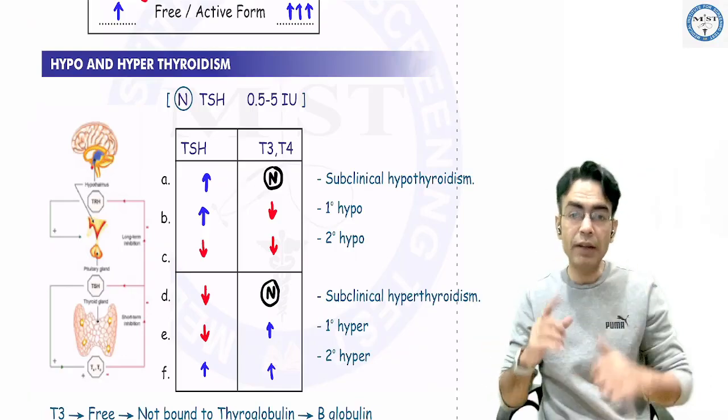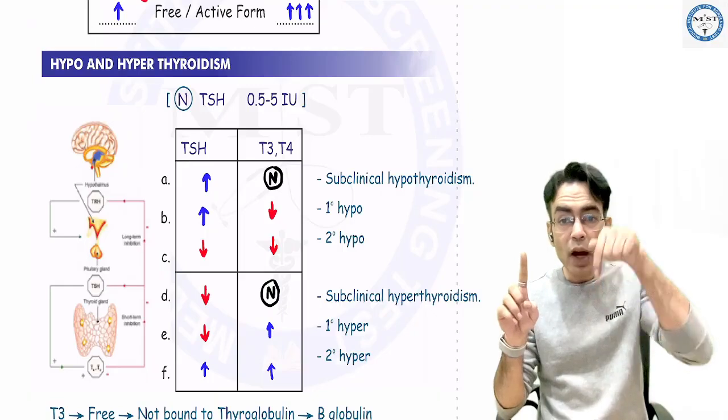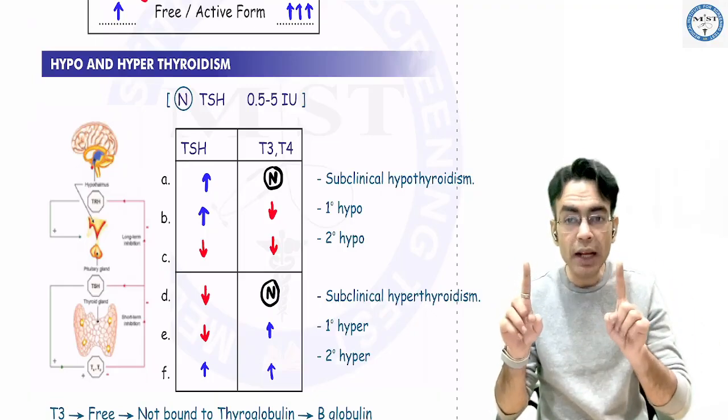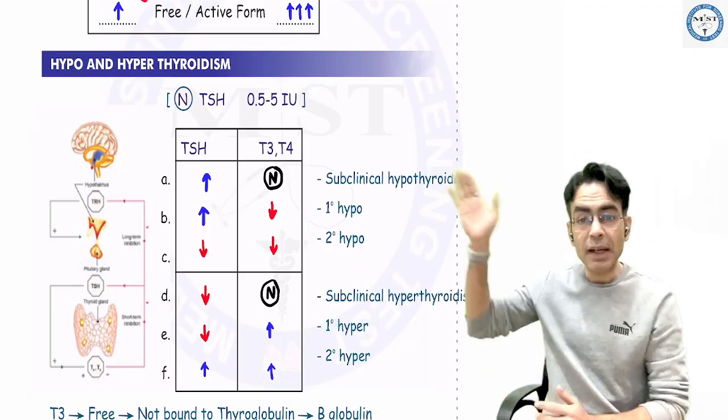Whereas opposite, if T3, T4 is more, it is hyperthyroidism. But other two are less, matlab primary hyper. Two arrows up, secondary hyper. Three arrows up, tertiary hyper. When do we say subclinical?